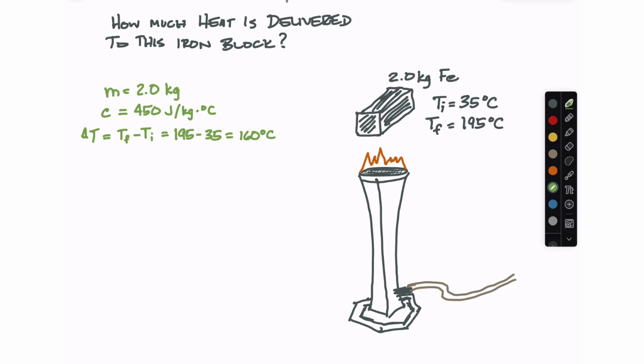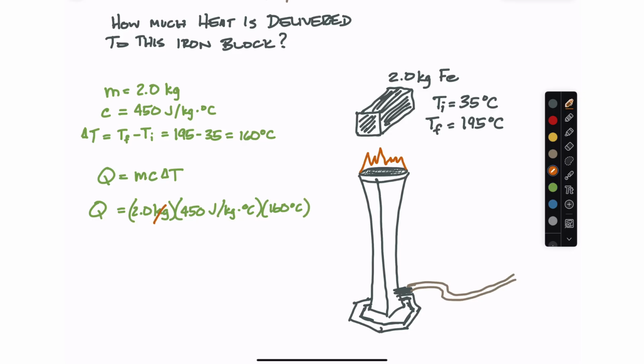All right, I think we have everything we need to calculate the heat. So heat, or Q, equals the product of M, C, and delta T. So we would say 2 kilograms times 450 joules per kilogram degrees Celsius. Multiply that by the temperature change of 160 degrees Celsius. A little bit of magic happens here when the kilograms cross out and the degrees Celsius also cross out.